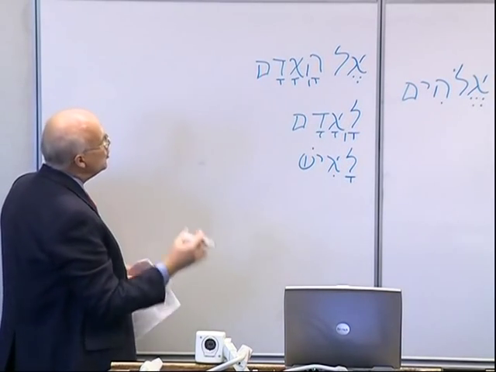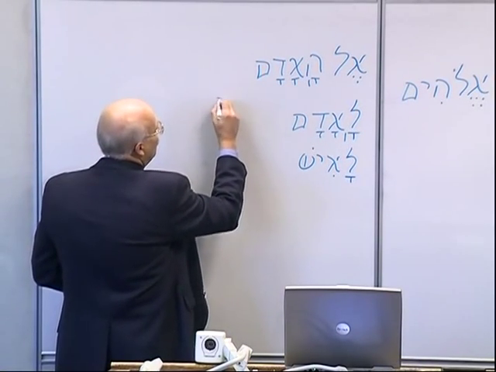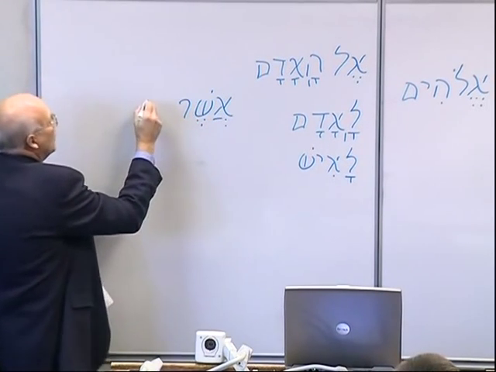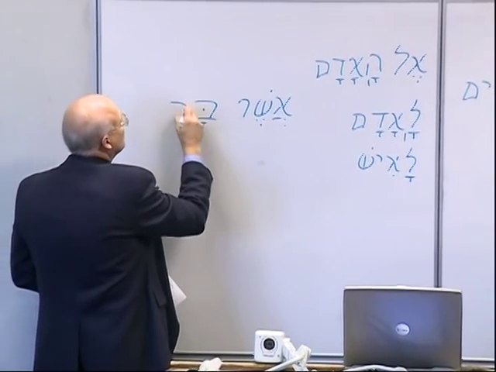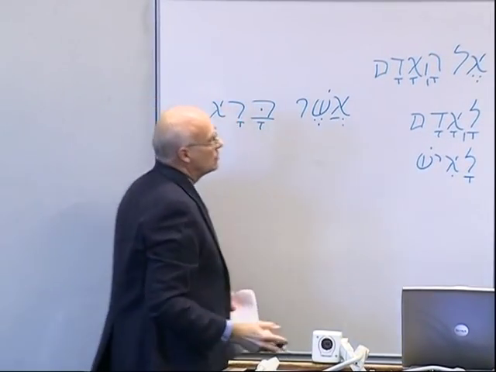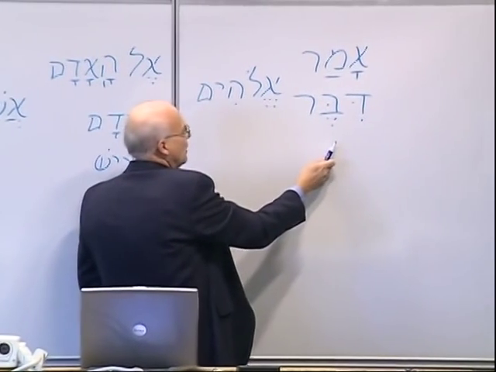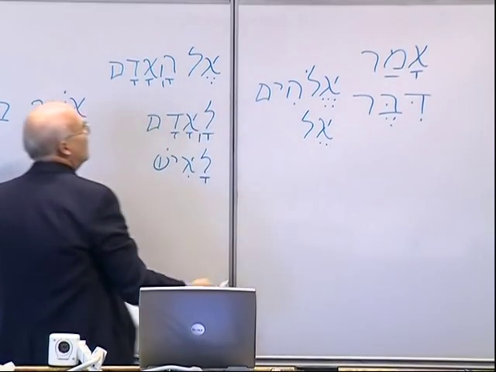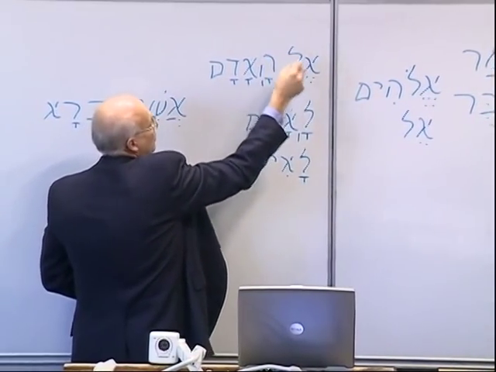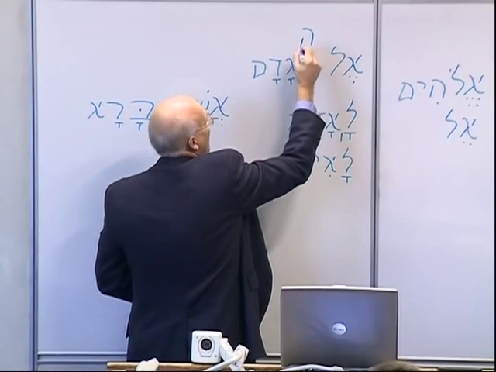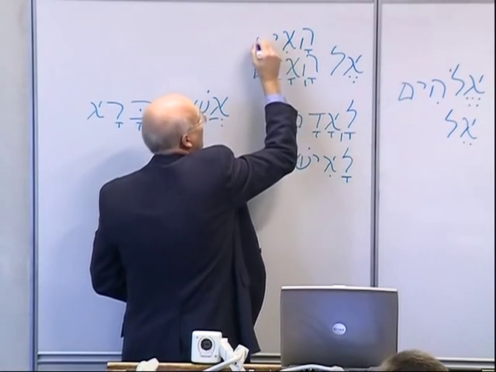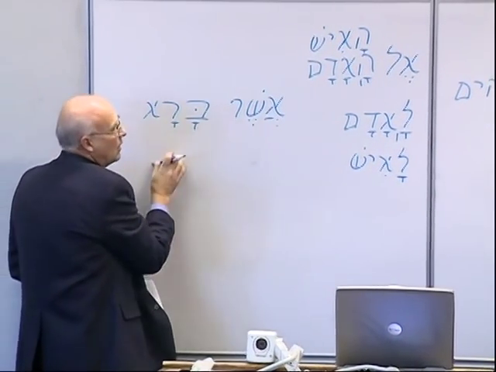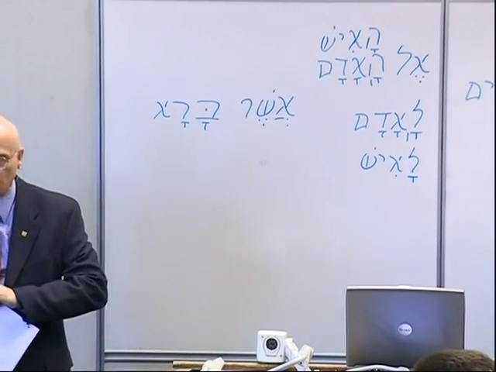God spoke to the man whom he created. Whom is asher. He created is bara. So, you can have amar or diber. Elohim, you could also have here el. Unto the man could be el ha-adam or el ha-ish, or la-adam or la-ish, asher bara. So there's several different options.